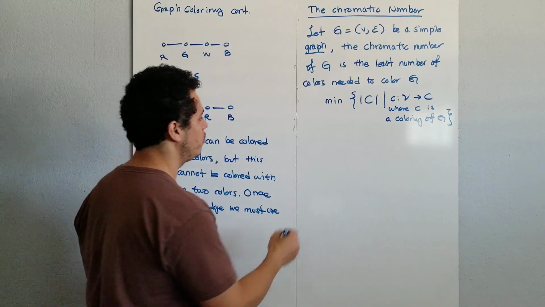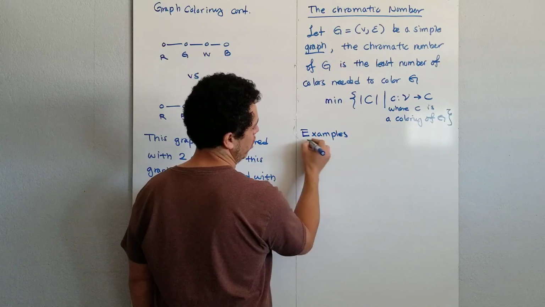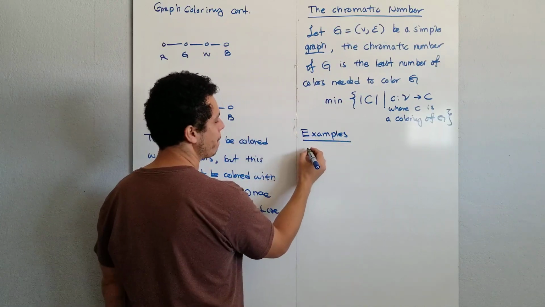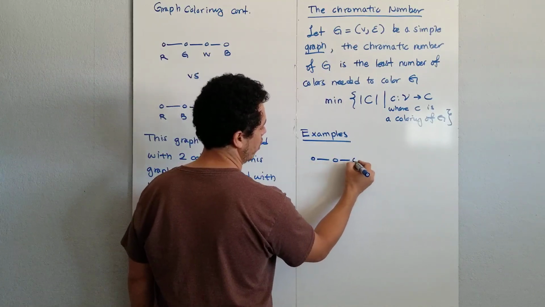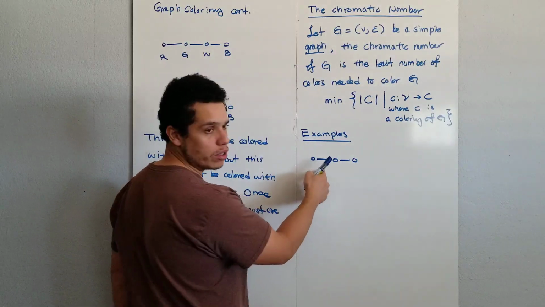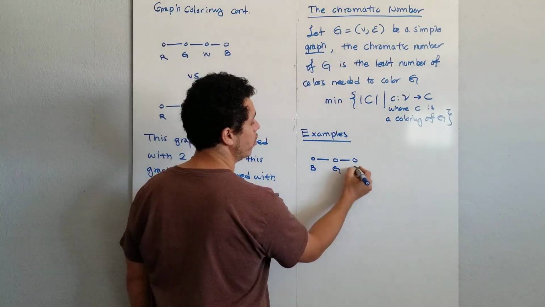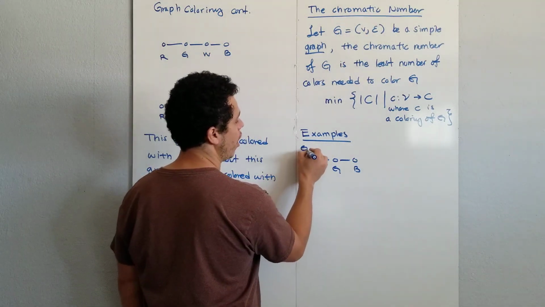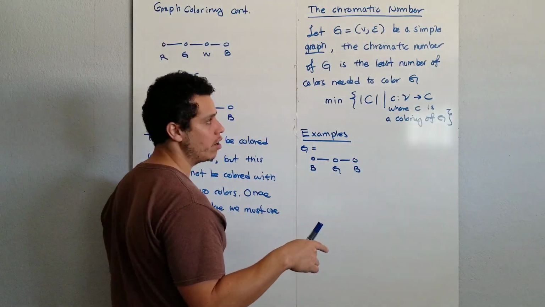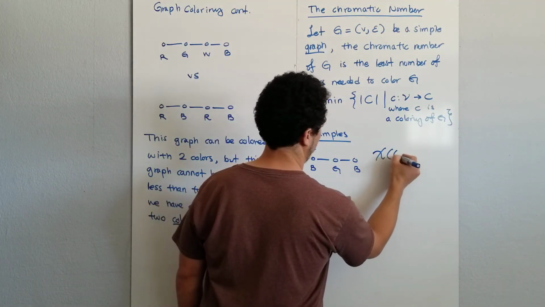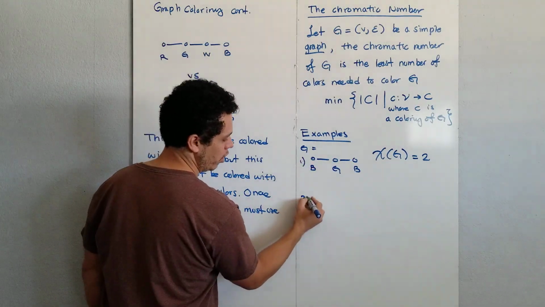Let's see some examples. Note that this can be colored with this many. So blue, green, blue. So for this graph here, the chromatic number, which I'm going to designate by the Greek letter chi of G, is 2. Here's another example.